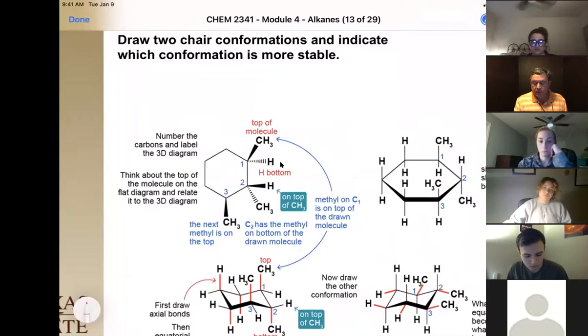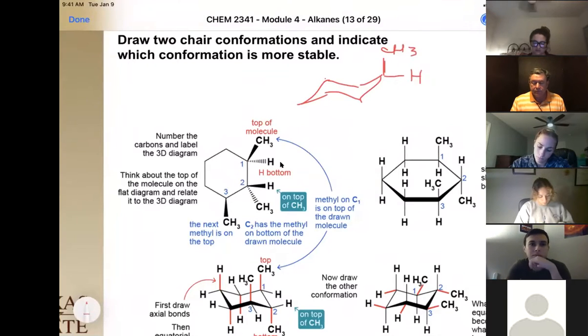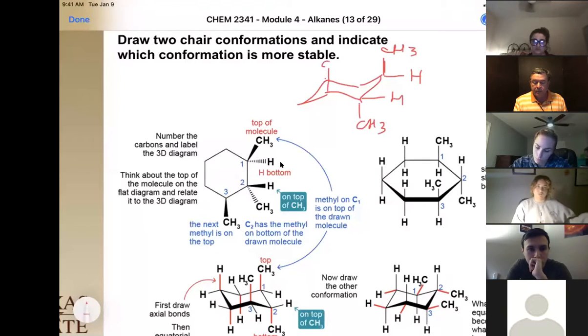So the first thing we do is draw 2 parallel lines, and we're going to put, this is our 1 carbon. And so we have a methyl group, CH3 going up and the hydrogen below it. And over here we have a hydrogen on top. So the hydrogen's on top with the methyl below it. And on this one we have the CH3 on top with the methyl group below it.